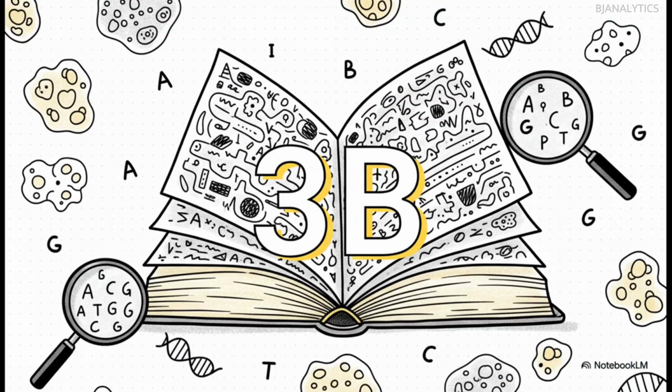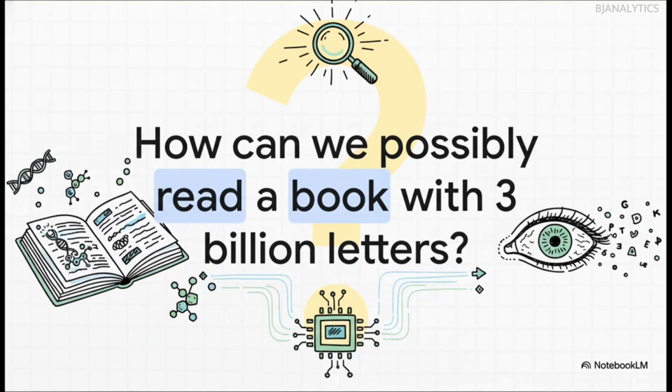And to really put that data flood into perspective, just look at this number, 3 billion. That's how many chemical letters or base pairs are in your DNA, a single human's DNA. If you were to print that out, you'd fill something like 200 massive telephone books. Now imagine your job is to find a single typo in that entire library that might be the key to a disease.